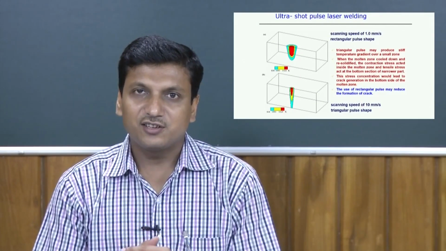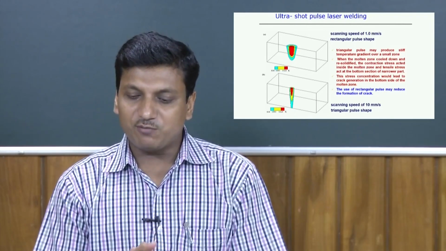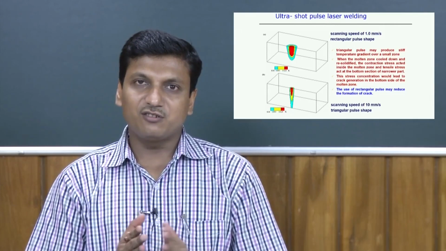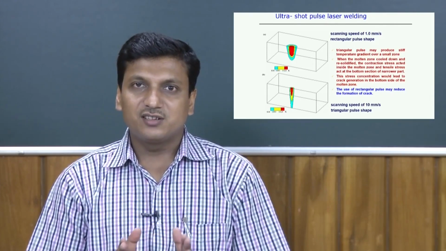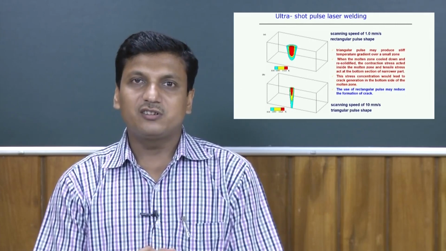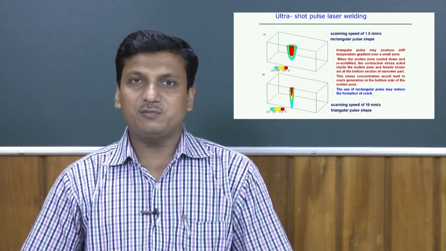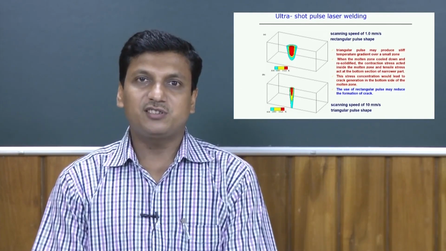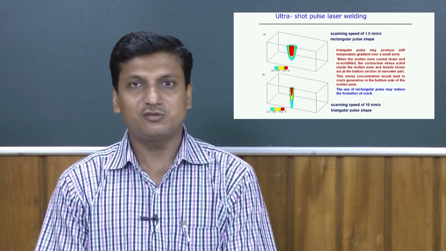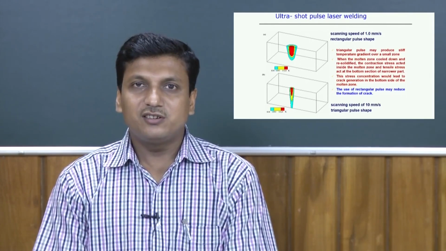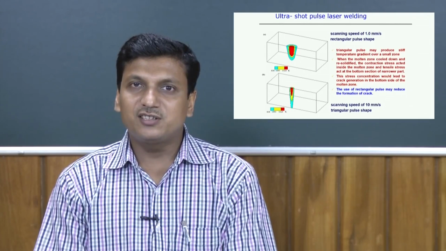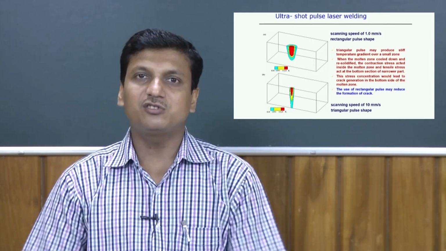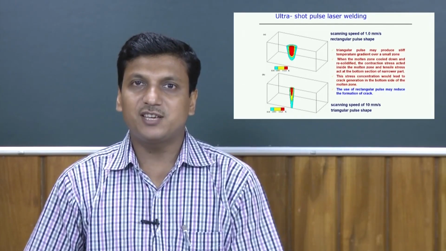So, in this case, if we try to avoid the crack formation, probably the rectangular shape of the pulse is more suitable, because the rectangular pulse produces the least temperature gradient as compared to the triangular shape of the pulse. So, the purpose of this analysis is to find out that the shape of the pulse influences the temperature distribution within the body, and that temperature distribution is also responsible for creating distortion or residual stress, and at the same time the formation of cracks can also be linked with the distribution of the temperature. So, the distribution of the temperature is influenced by the shape of the pulse.